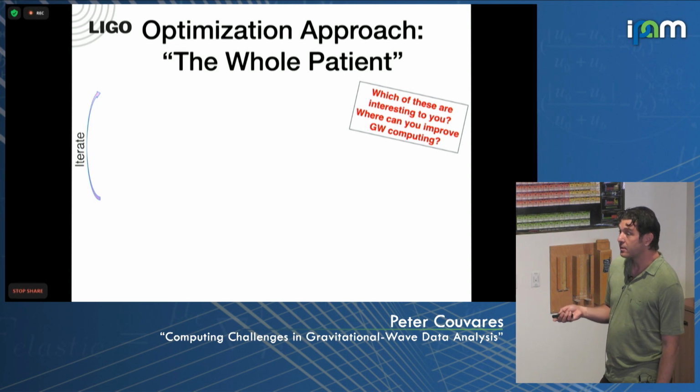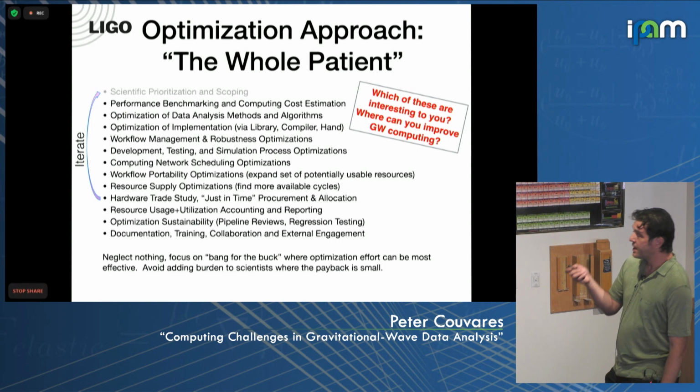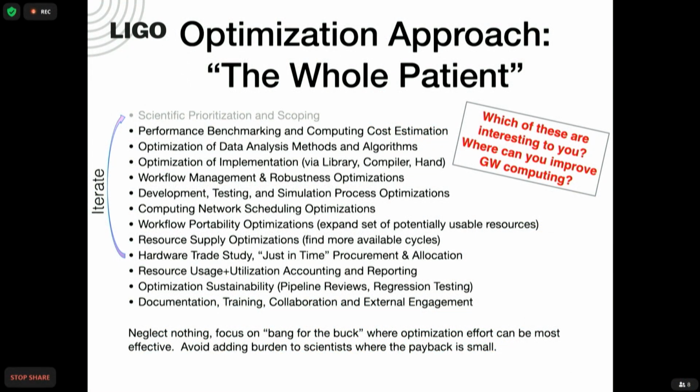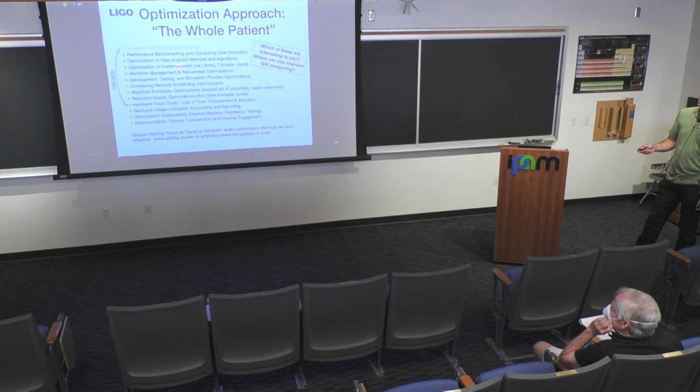So, great, this is my last slide, I think. This is what I look at for the optimization: you look at what I call the whole patient. There's scientific prioritization and scoping, and performance benchmarking, figuring out how fast things currently are and how much they cost, so you know what to actually pay attention to for optimization. Then looking first at data analysis methods and algorithms, optimizing the implementation by hand, with the compiler, with the library, workflow and robustness optimizations, and development, testing, and simulation process optimizations. This is interesting because sometimes we've got really fast code, but if in an observing run we run it 7 times because every time a new calibration comes out we rerun the entire thing.